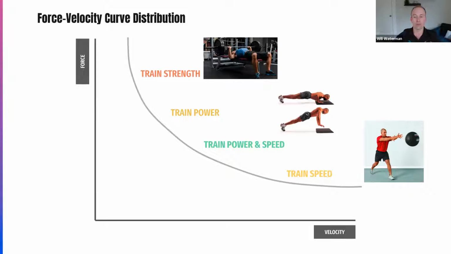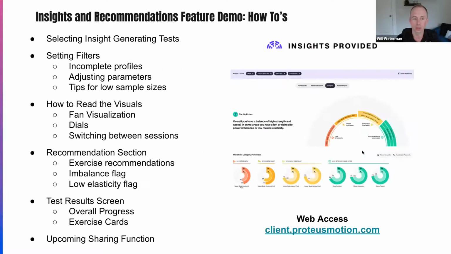Well, if they fall in this middle area, they're in the speed dominant category, we're going to recommend they train power. So maybe we're looking at something like a ballistic push-up. And if they're in the strength dominant category, then they need to train speed. So we're going to recommend something like a med ball toss.